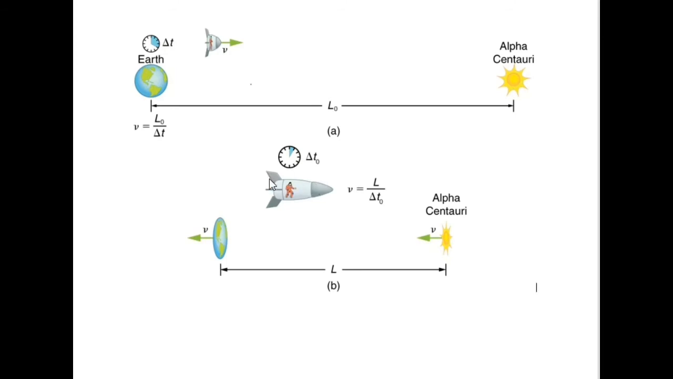But here, the spacecraft is moving at the velocity v. So, the length that he will measure is the length L. Okay? So, since he is moving, we are going to expect the length he will measure to be different from the length measured by the observer on Earth. So, that is what we will derive. Just do not be confused about which is the proper time and which is the proper length. Okay?